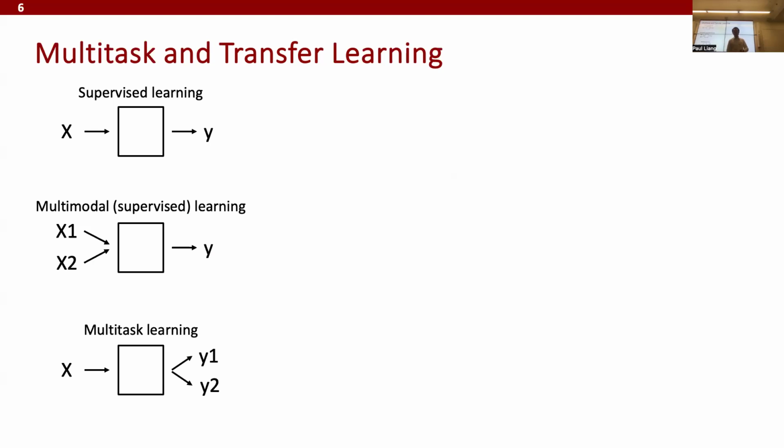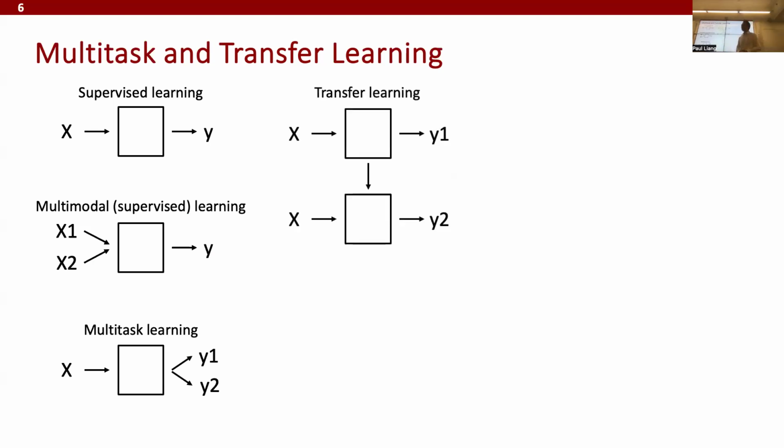Transfer learning is this idea where you take X and you predict Y1, or maybe X prime, so self-supervised pre-training, and you transfer it to some new task Y2. And again, the goal is that this transfer is better than just supervised learning from X to Y2.